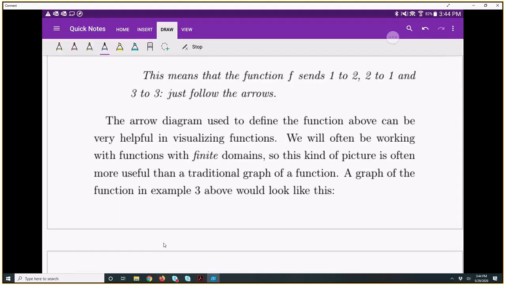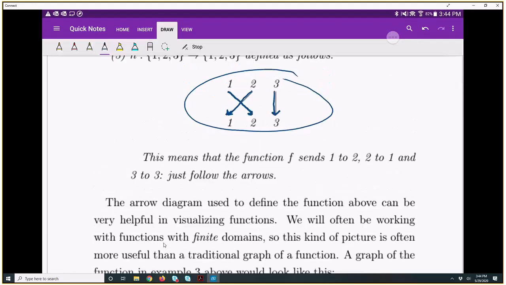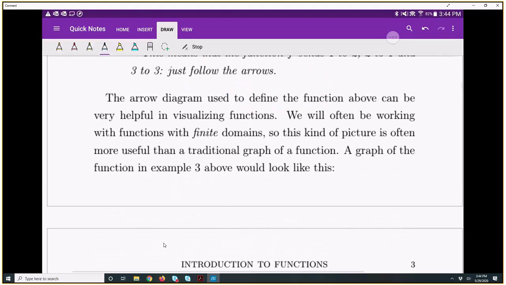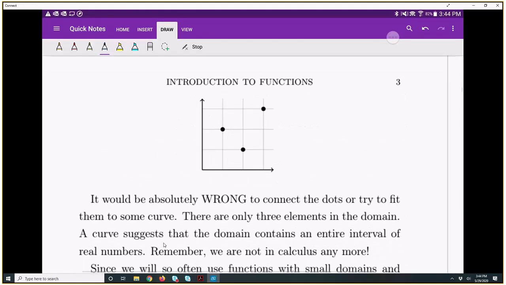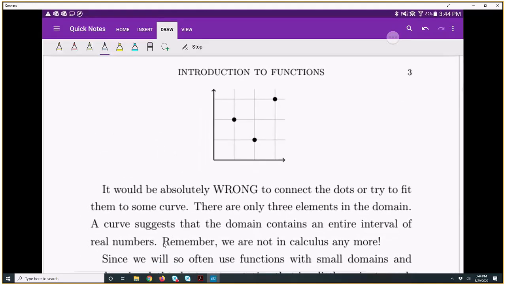So this kind of representation can be helpful in visualizing the function. In this class, we'll often be working with functions with finite domains, so this kind of picture might be more useful than a traditional kind of graph. Just so that you can see, a graph of such a function would look like this picture here.